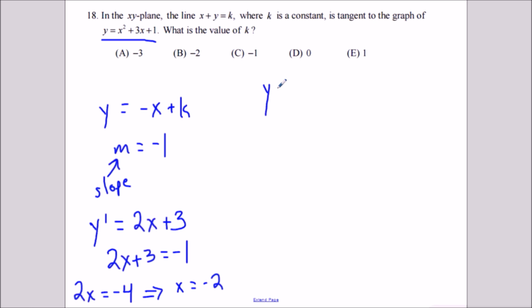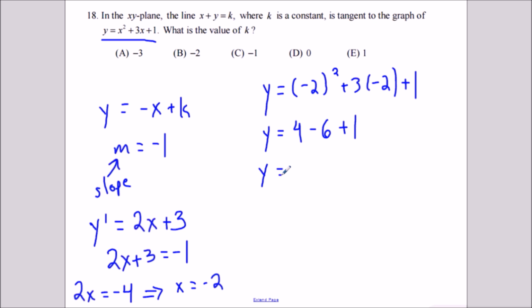So we'll have at x equals negative 2, y equals negative 2 squared plus 3 times negative 2 plus 1. So that tells us y in this case is 4 minus 6 plus 1. And if we have 4 minus 6 plus 1, negative 2 plus 1 is negative 1.